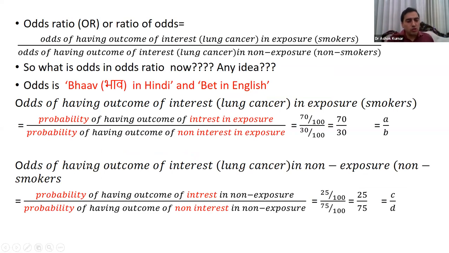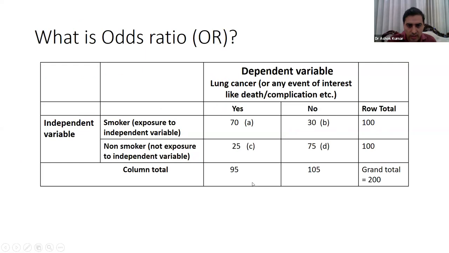Now, similarly, the odds of having the outcome of interest, lung cancer, in non-exposure. We have calculated it for exposure. Now we have to calculate it for the non-exposure group, that is non-smokers. So same thing, the probability of having the outcome of interest in non-exposure. Where is non-exposure? This is non-exposure, the non-smoker. So the probability of having the outcome of interest, lung cancer, is 25 divided by 100.